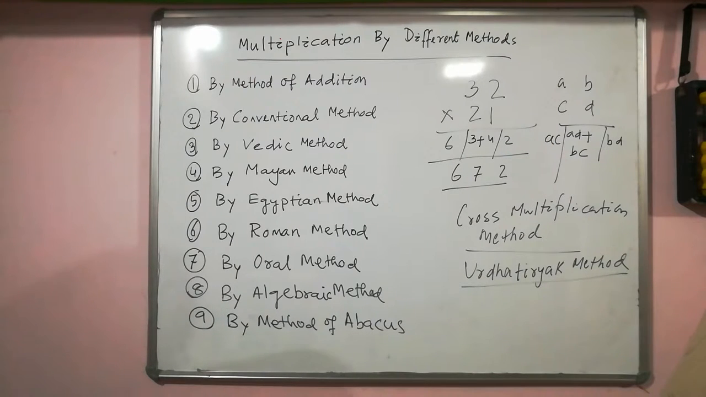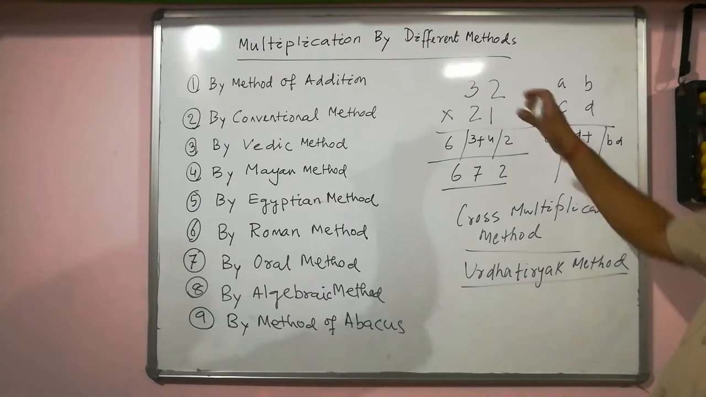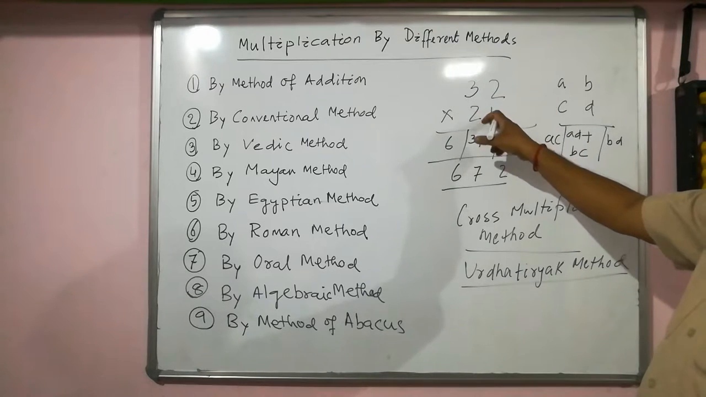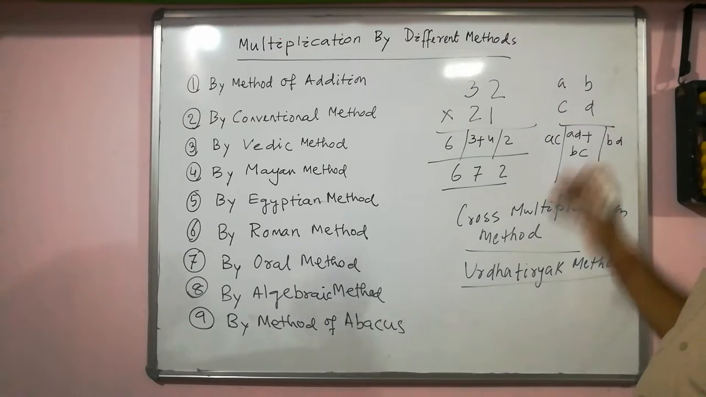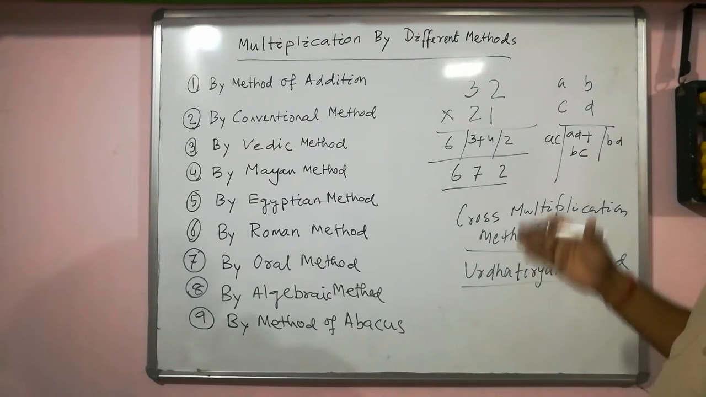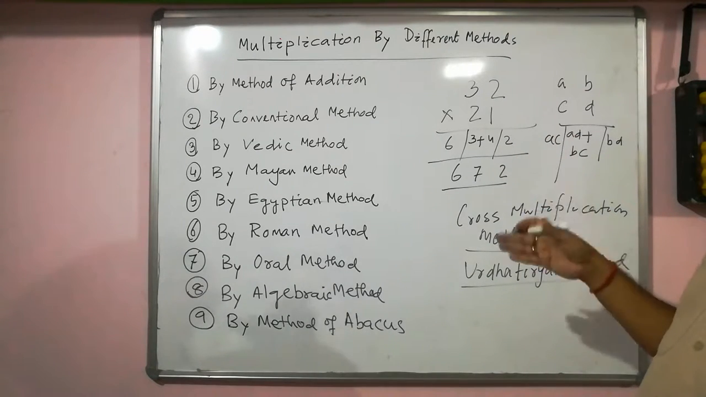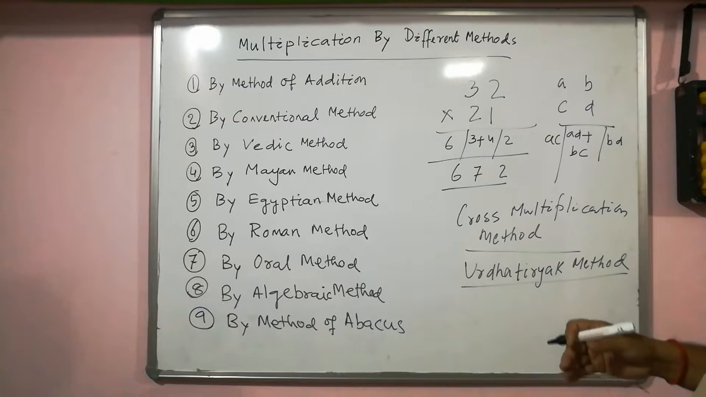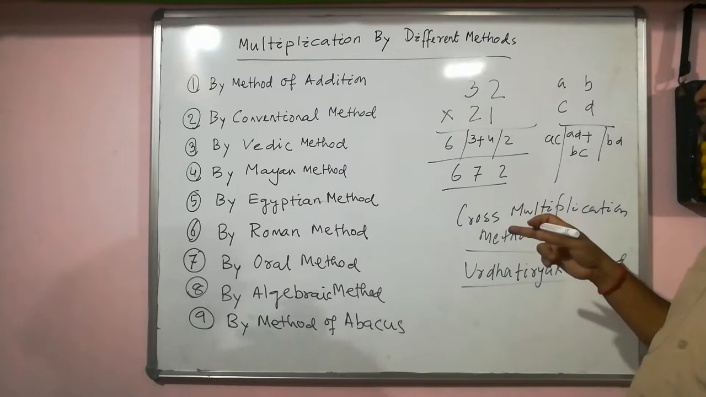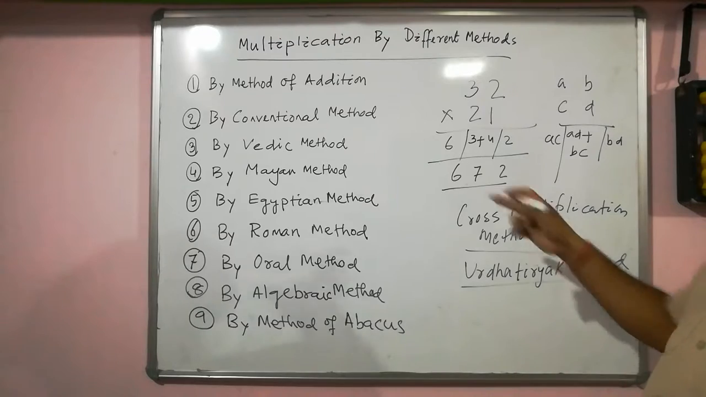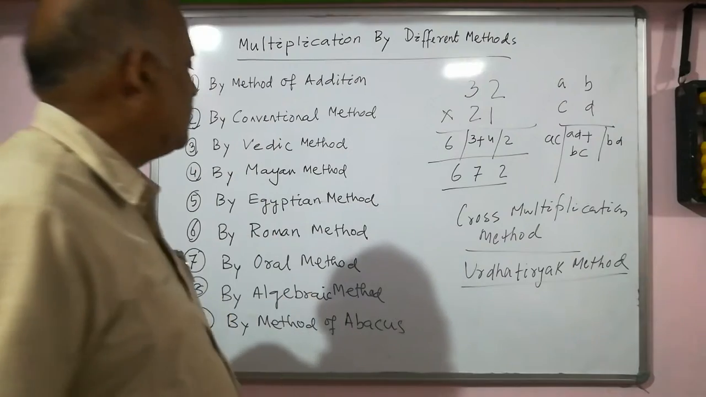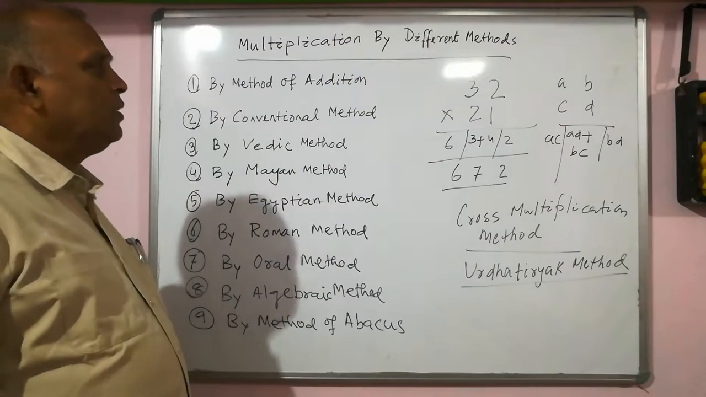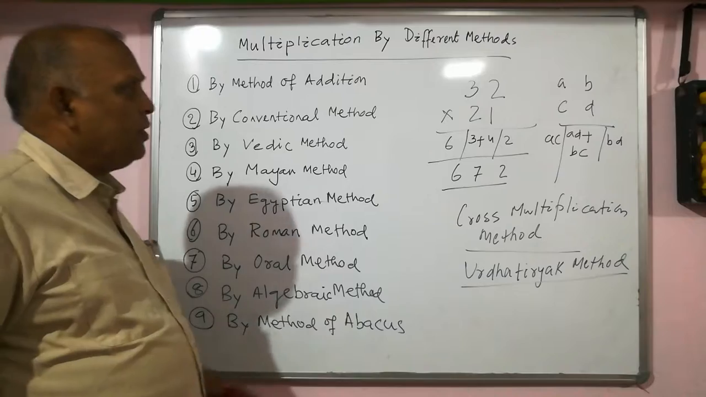By a single line, we can do multiplications of any digit number. It is two digit into two digits. We may do three digit into three digits, four digit into four digits, five digit into five digits, or three digit into two digit, four digit into two digit. So whatever the numbers, there is no problem to do quick calculations by the Vedic method. We shall do Vedic methods, and there will be so many tutorials on them in my videos.